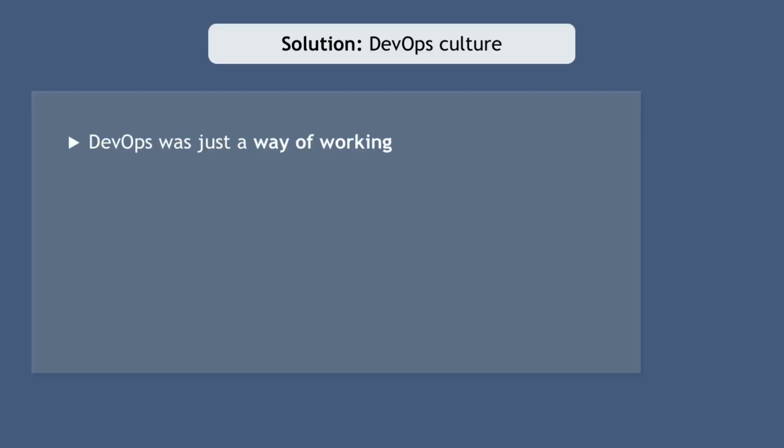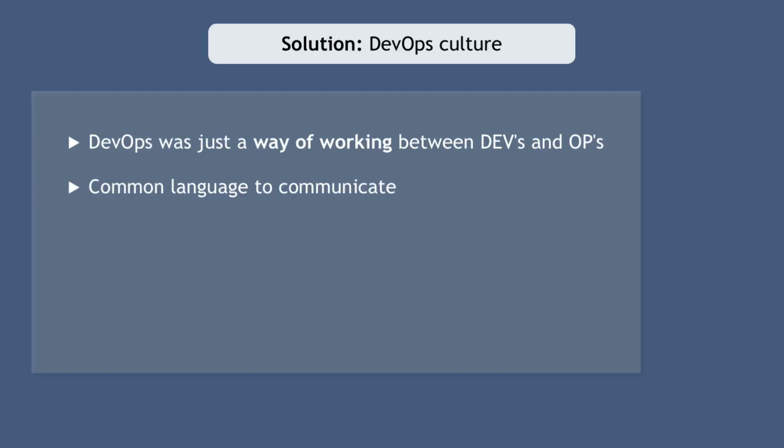Eventually, DevOps was just a concept, just a culture, a way of working between the developers and the IT operations. Now you probably already know DevOps Engineer as a job title, but initially it was just a way of working to make sure the developers and IT operations found a common language to communicate with each other.